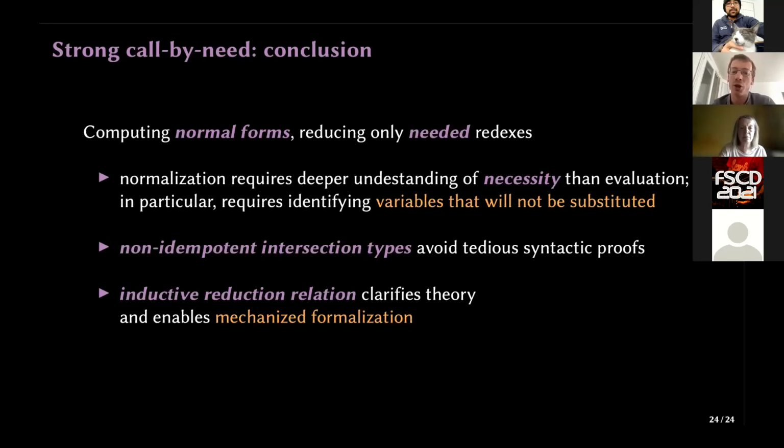Second point, intersection types are a very powerful tool to deal with termination or even complexity properties, and they really give more elegant proofs, and you really should take a look at this if you are not already familiar with them. And finally, if we switch from a presentation based on evaluation contexts to direct inductive definitions, we actually get a clearer, simpler theory, and really more elegant proofs. And this also enables mechanized formalization. So that's really something we should try to do each time we can.